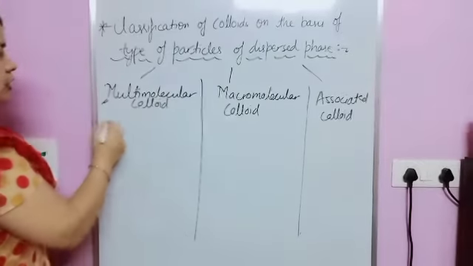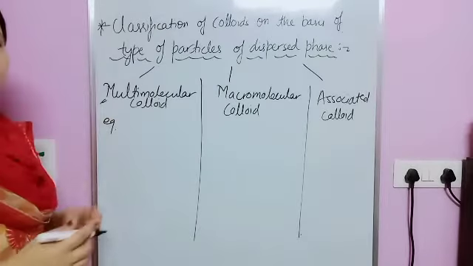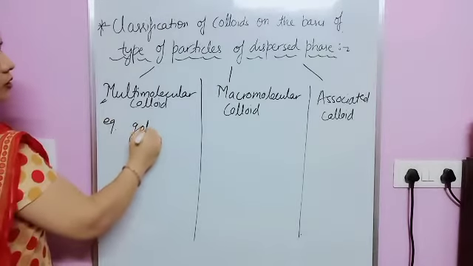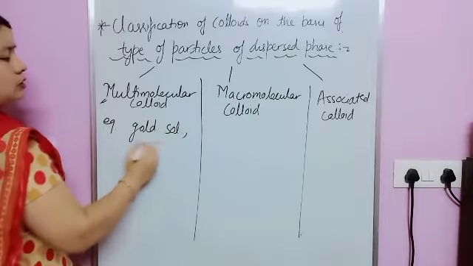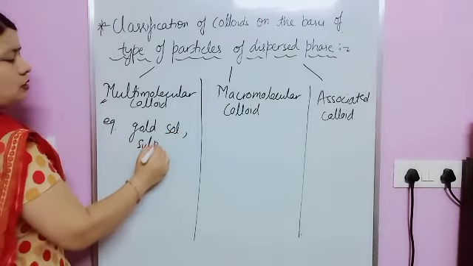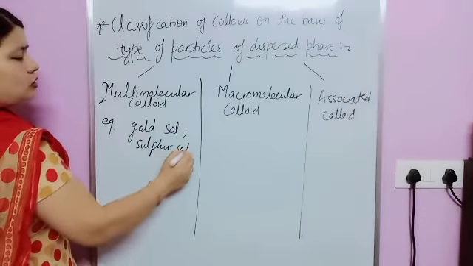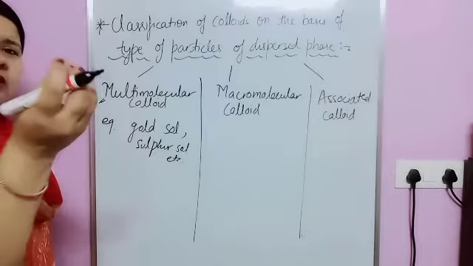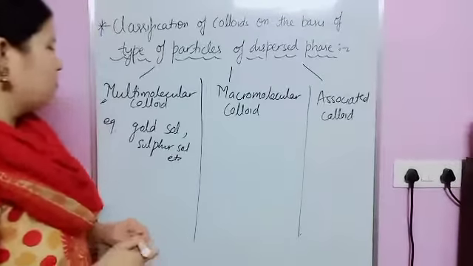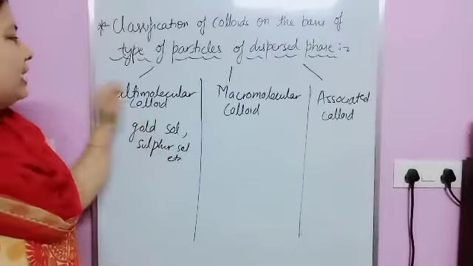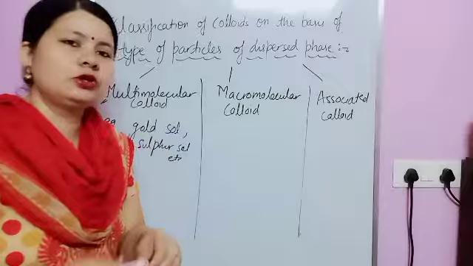Simple definition. Now in this case, for example, gold sol, sulfur sol, etc. The particles are very small. Same with sulfur, or gold. That is an example of multi-molecular colloid.